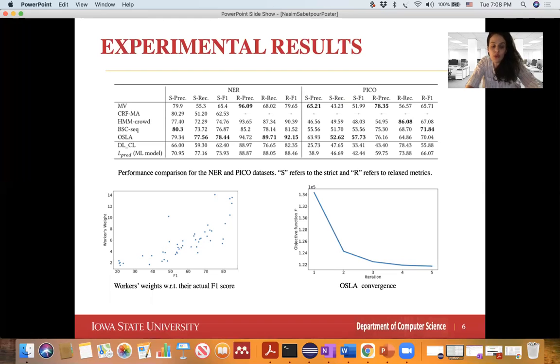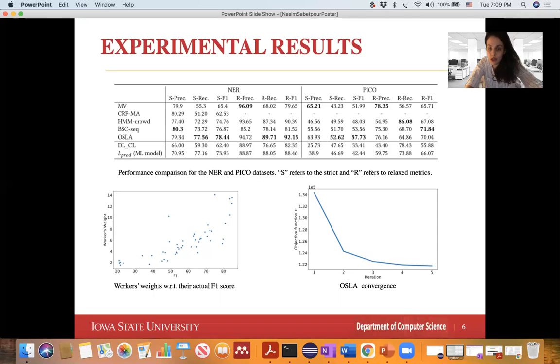We also show in two different figures the workers' weight with respect to F1 score and the objective function convergence. As the workers' reliability estimation is one of the important and major keys to obtain high quality aggregation results, we estimate these parameters in the left figure. We plot the estimated weight with respect to their actual F1 score. The workers here are ranked based on their actual strict F1 score. As we can see, there is a strong positive correlation between weight of the workers and their actual F1 score.